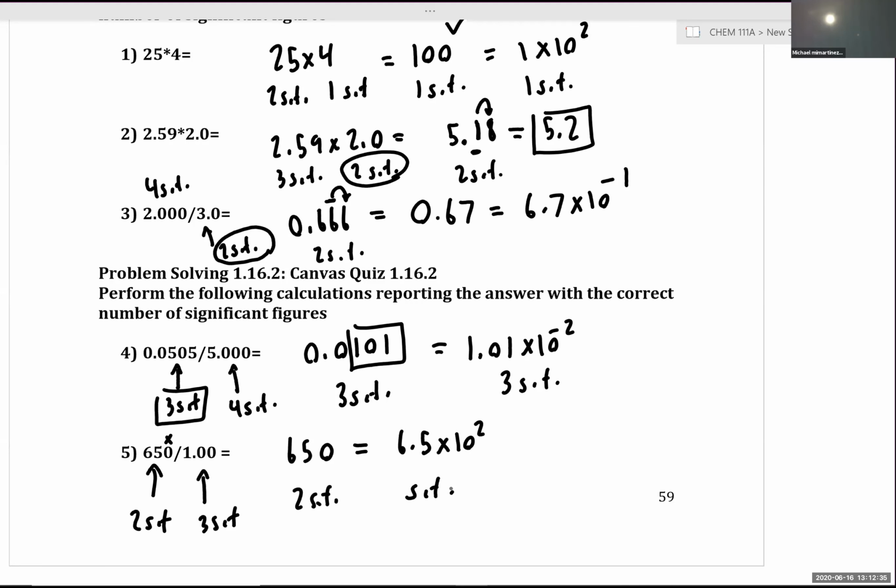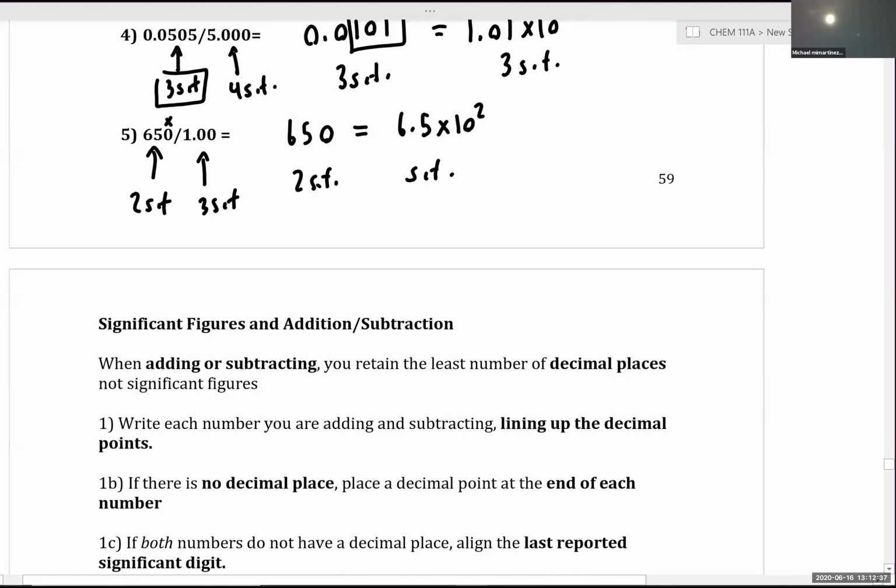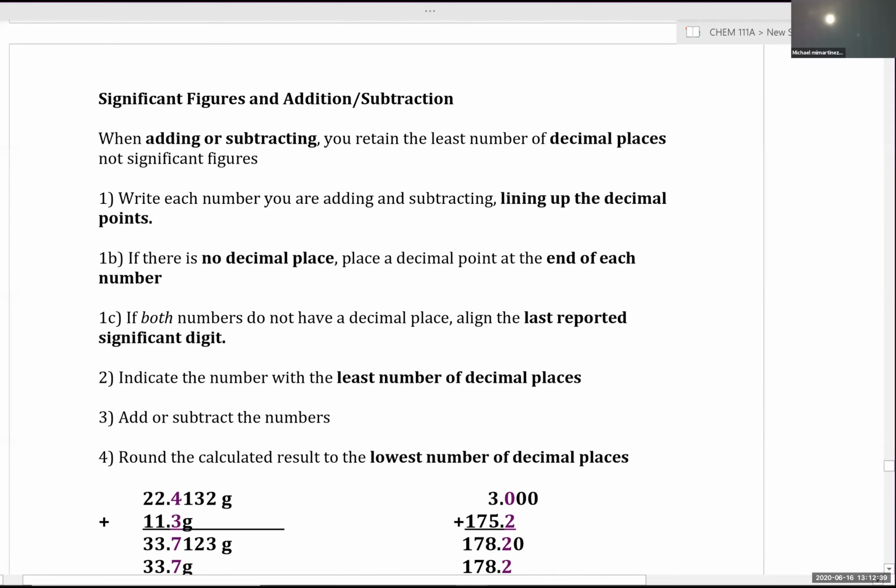Okay, so let's do a few more examples, this time with addition and subtraction. And this is the one that often catches students and really where you see very odd things in the lab reports. So when adding and subtracting, you retain the least number of decimal places. So not sig figs, decimal places. This is to account for the fact that all these sig fig rules are a placeholder for more detailed error analysis rules that are covered in instrumental analysis classes.